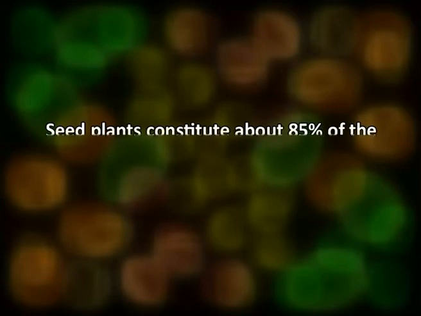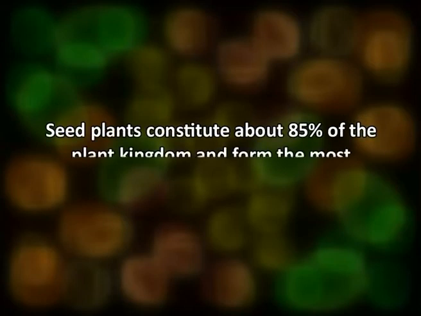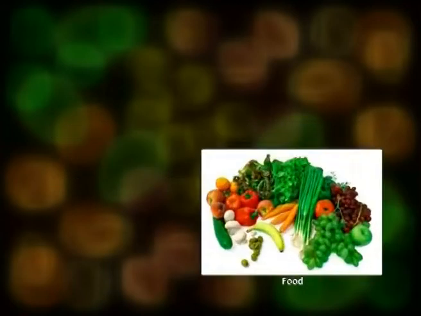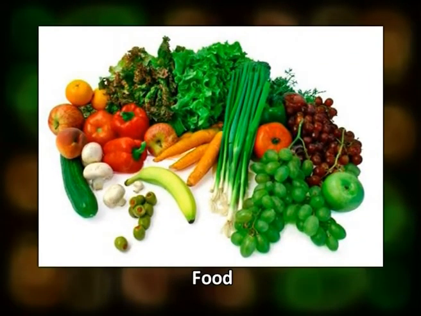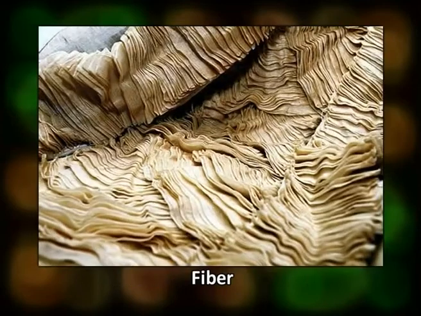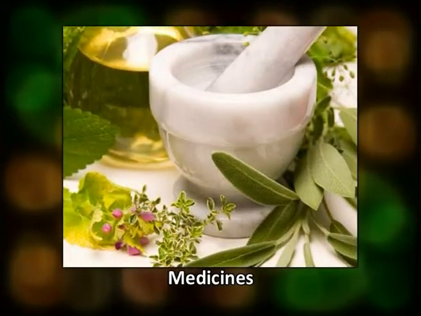The seed plants constitute about 85% of the plant kingdom and form the most conspicuous part of the earth's vegetation. They provide food for human beings, animals, and other non-green plants on this planet, directly or indirectly. In addition, they also provide timber, paper, fiber, and medicines to man.